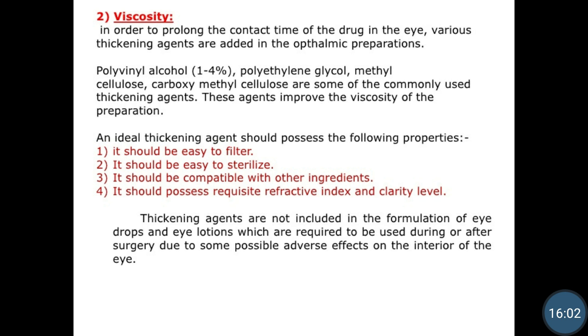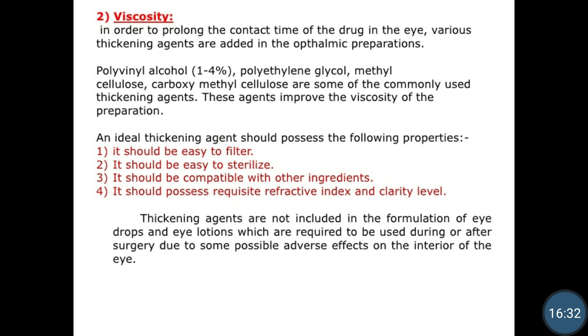So different thickening agents like polyvinyl alcohol, which is used in the concentration of 1 to 4% as per the requirement, then polyethylene glycol, then methyl cellulose, carboxymethyl cellulose are some of the commonly used thickening agents. So these different agents improve the viscosity of our liquid ophthalmic preparations.